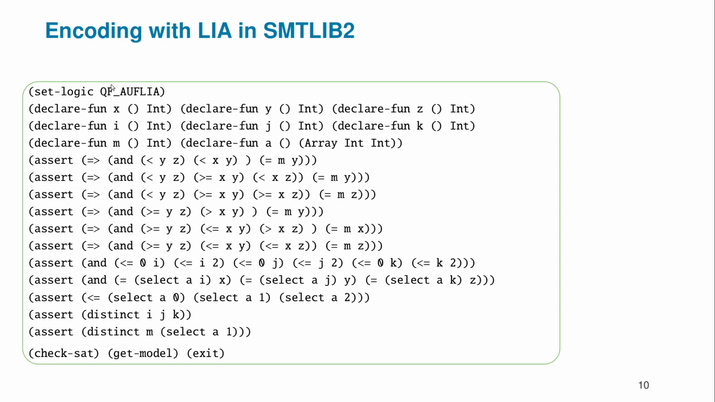And this formula is now a bit more complicated than the formula we had for the magic square, because we have now arrays. Here we have the declaration of A, and for the array we have to say the type of the elements and the type of the index.